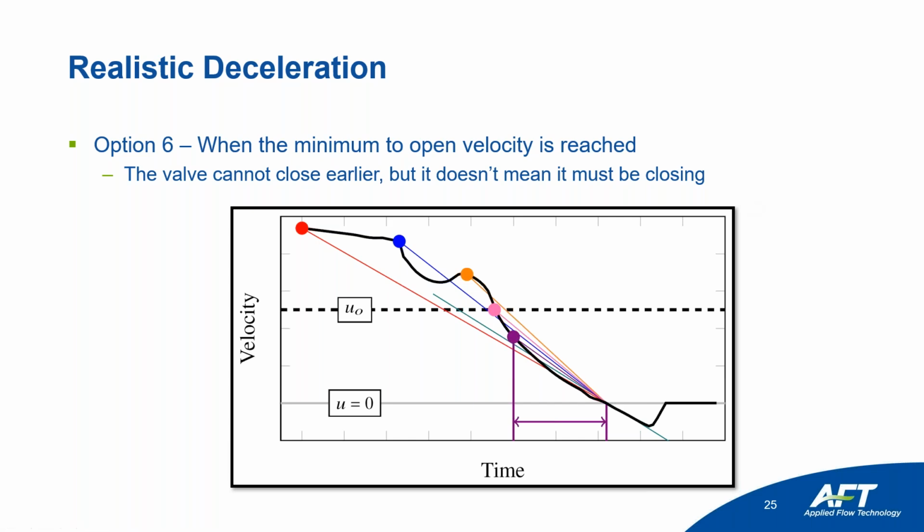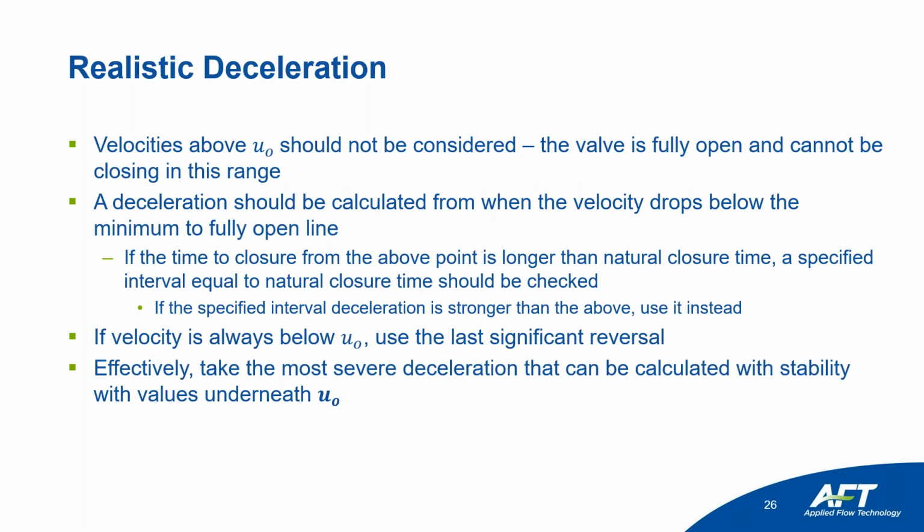Maybe also you could use the value once the minimum to open velocity is reached. The valve can't close earlier than this, but it also doesn't mean it must be closing just because it reached this velocity. You might have changes in velocity again after this, after it crosses that. So the general conclusion we came to is that you shouldn't use velocities above this U naught. The valve's fully open there and it can't be closing.